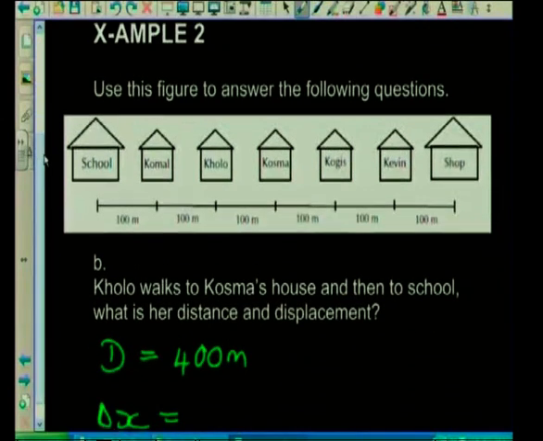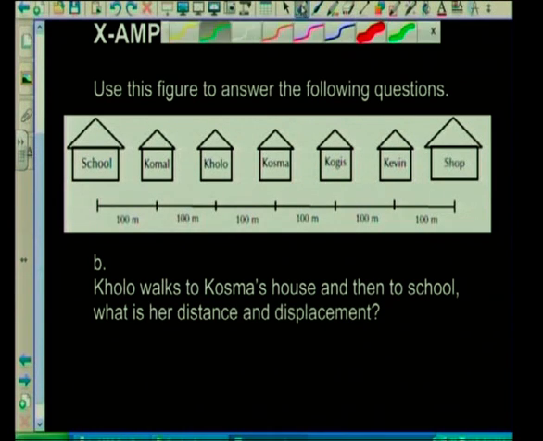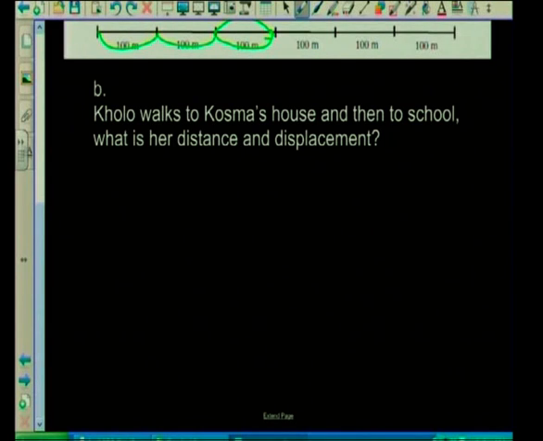Let's go to another one. Example 2. Now, Kolo walks to Cosma's house. So we're starting here, and she walks 100 meters to the right. Then she walks to school. So she goes 100, 200, 300. So her distance, where we don't care about direction, is 400 meters. Same as her friend.